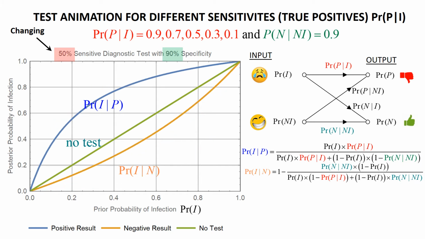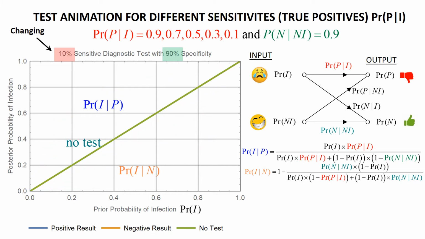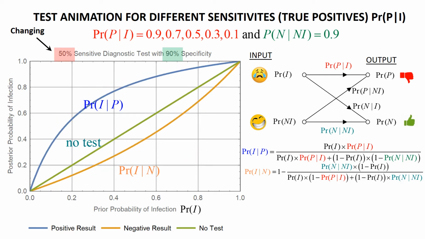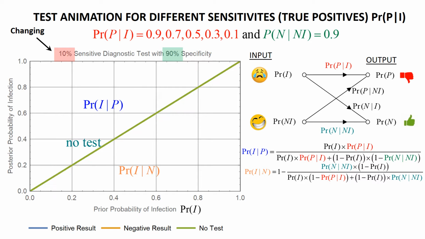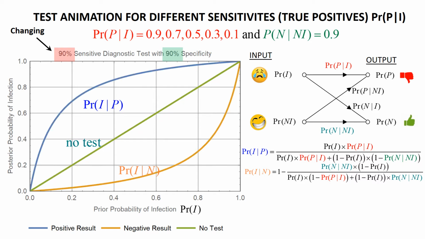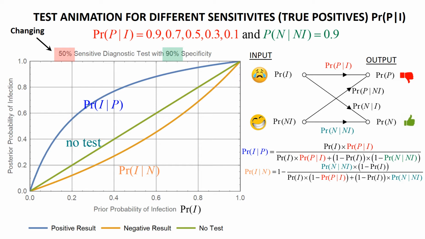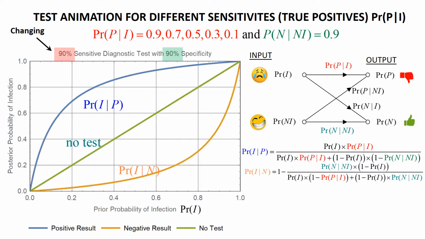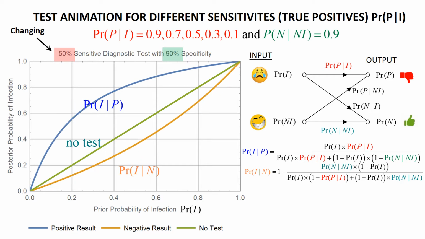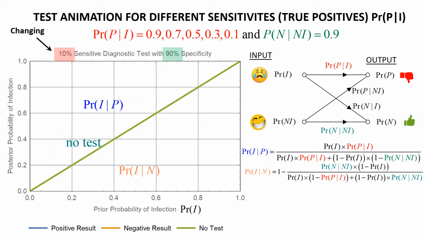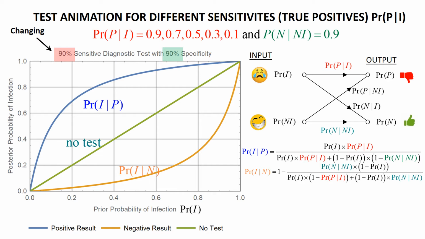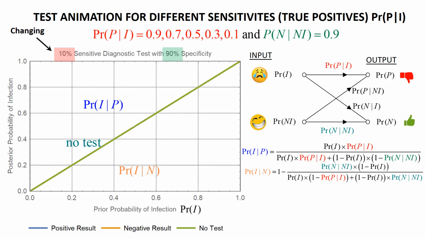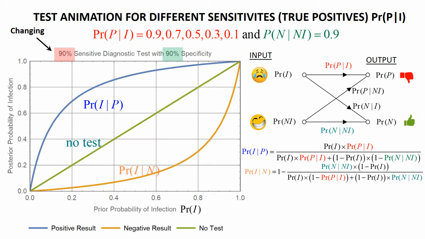So what I've got here is just an animation, and I took this from a blog, and I can't remember where it is, so I can't reference the guy who did it. But what we're doing here is just changing the sensitivity. And as you reduce the sensitivity, you can see the false negatives go up, as we've already discussed. So I'm changing the sensitivity between 0.9, 0.7, 0.5, 0.3, and 0.1, and I'm keeping the specificity at 0.9.